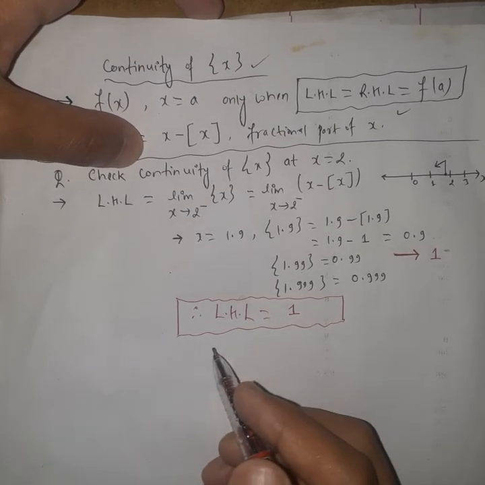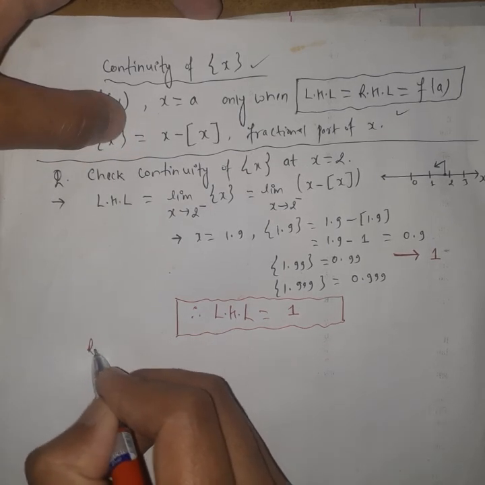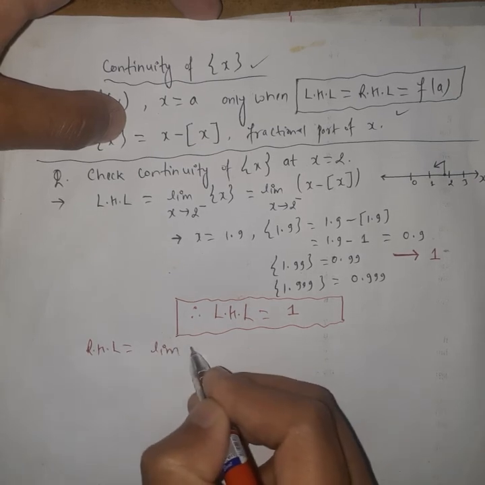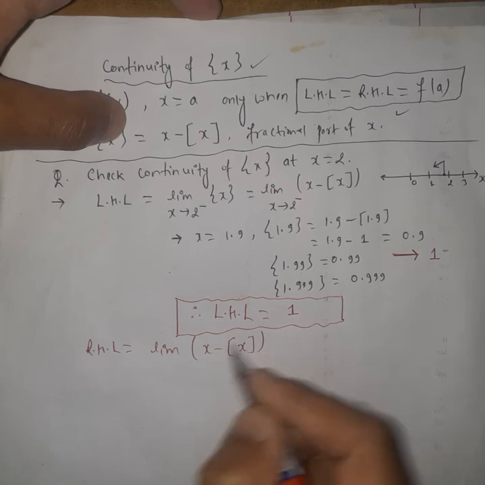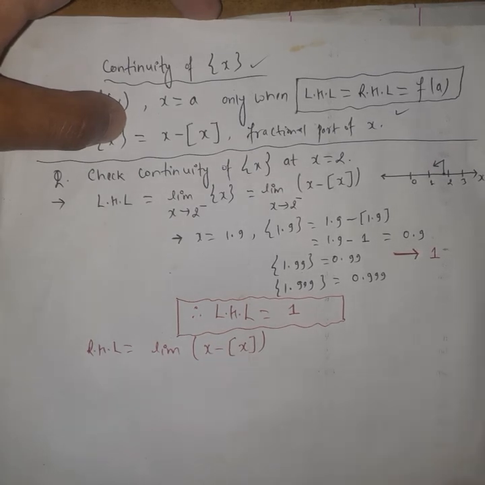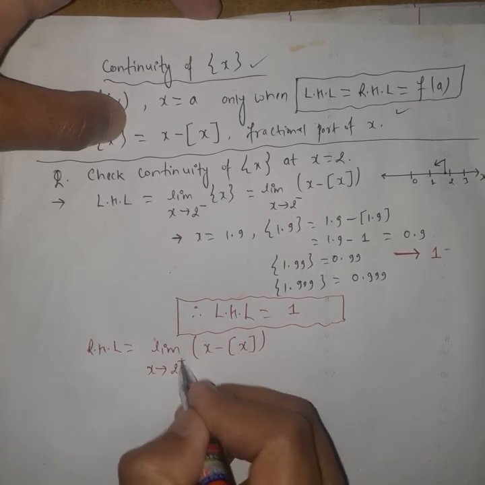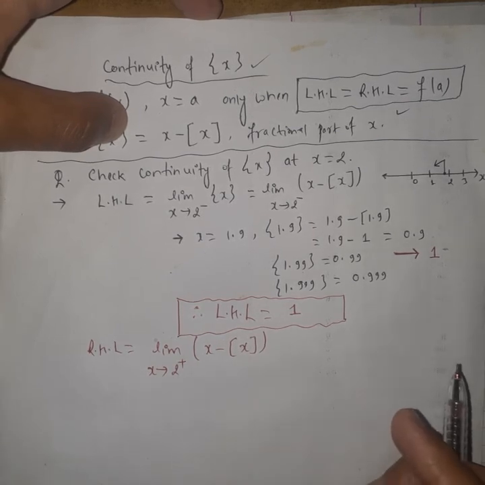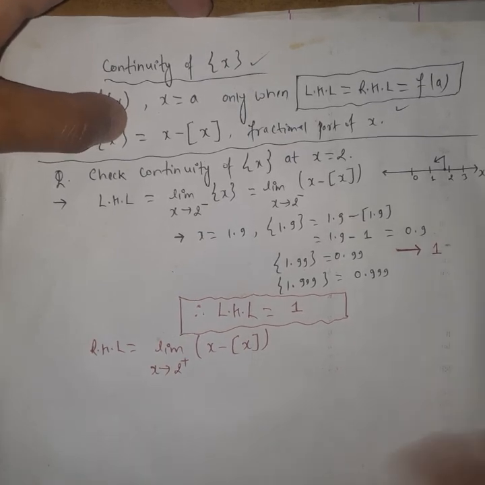And let's calculate the right hand limit also. Right hand limit for the same function. The function is x minus the greatest integer of x. It is the fractional part function. And here we are approaching the number 2 from the right hand side. This means 2 raised to the power plus. In this situation, let's calculate the limiting value, basically the right hand limit.